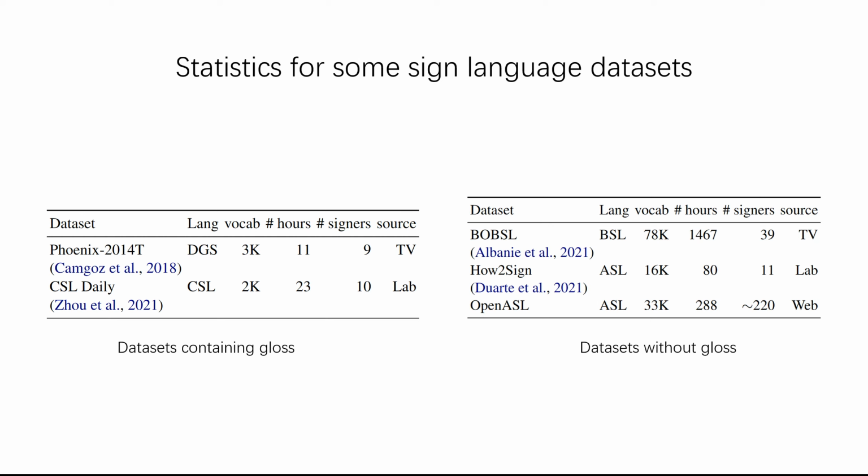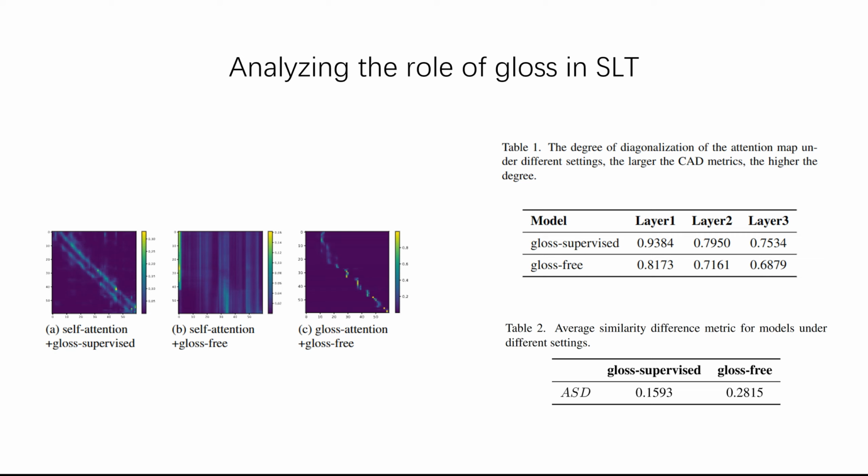Next, we try to analyze the role of gloss in sign language translation model training by analyzing the difference between the gloss-provided model and the gloss-free model. It can be seen that, on the one hand, the attention map of the gloss-supervised model is more diagonal than that of the gloss-free model.